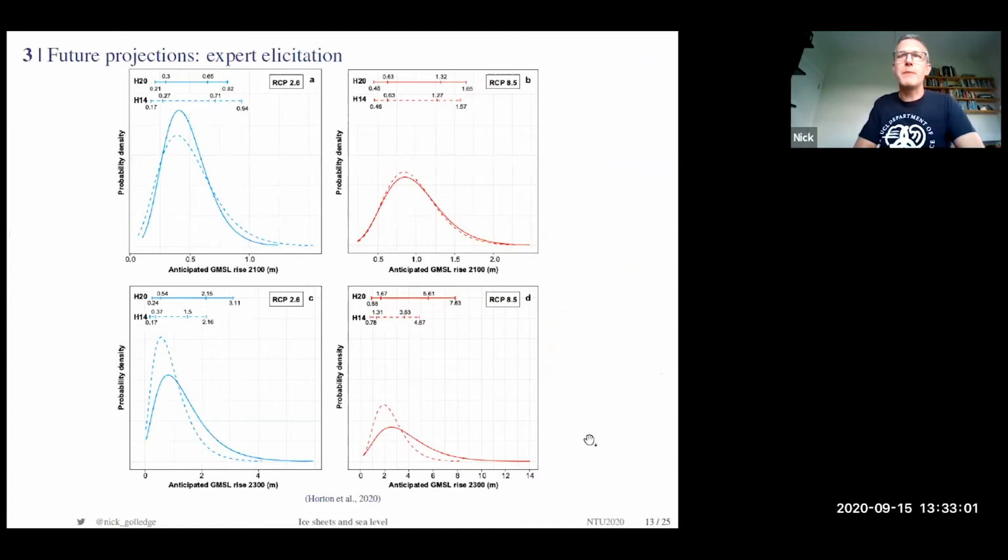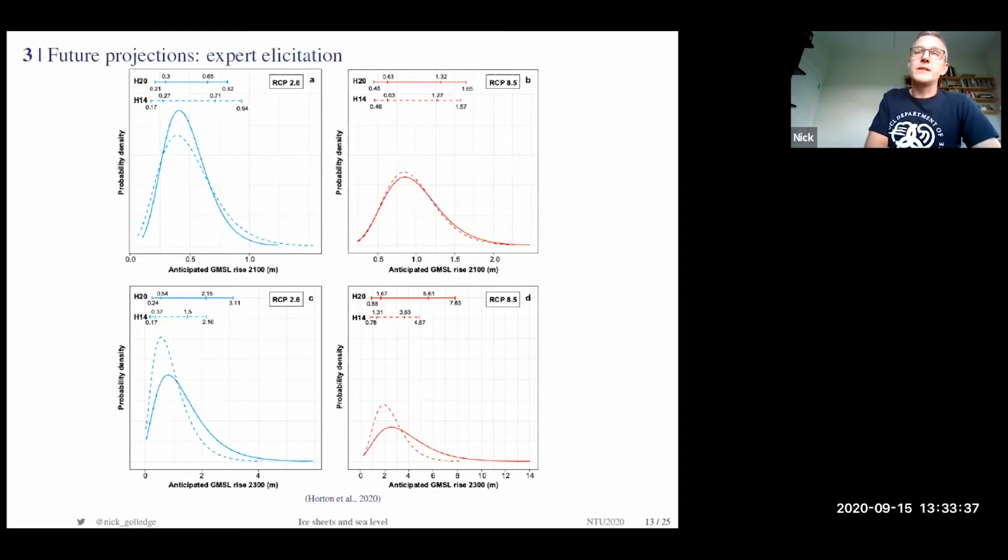I'm very glad Ben mentioned this paper that he had out earlier this year, because this is a slide from that paper, and it's a really nice way of showing the consequences of these uncertainties in the projections. And I'll just quickly draw your eye down to that bottom right figure, the RCP 8.5 over the period to 2300. And you can see, if you look at the x-axis, the numbers there are very, very different to the other panels.